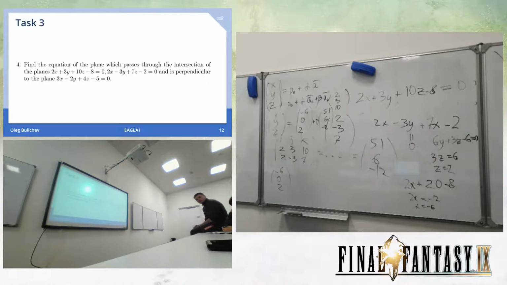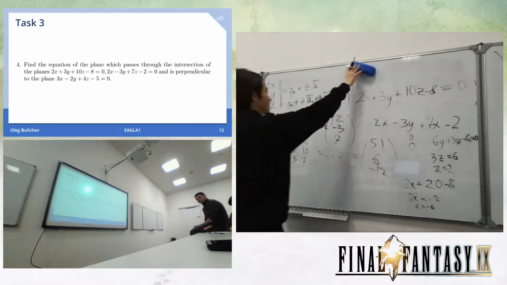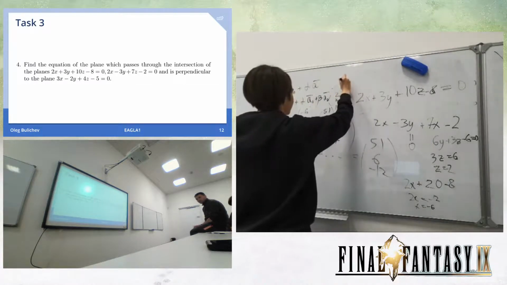You should find the vector 2. And the vector 2 can be found using another plane which is perpendicular. Vector 2 is a normal vector of a plane which it is perpendicular to, so it's all that simple.